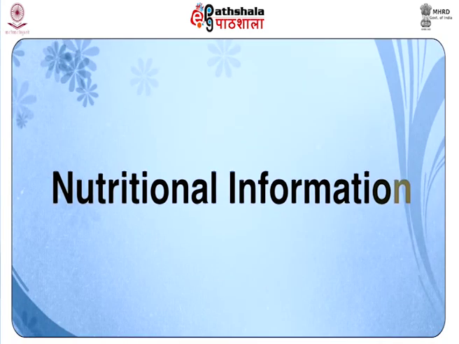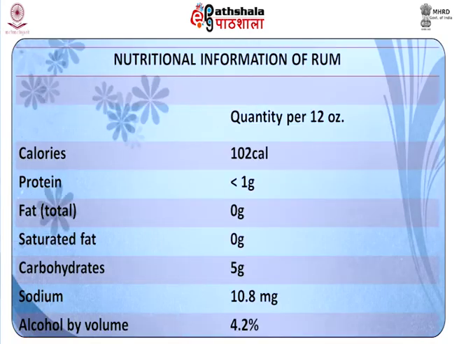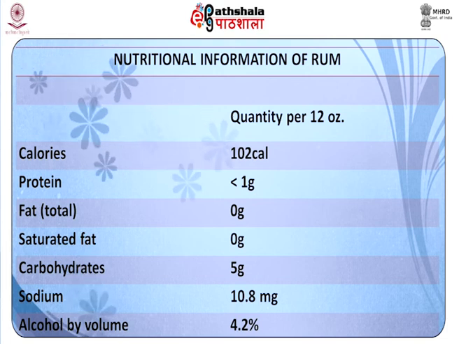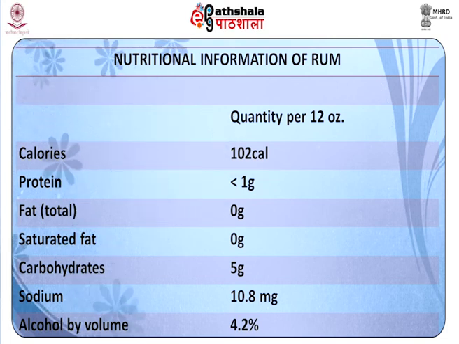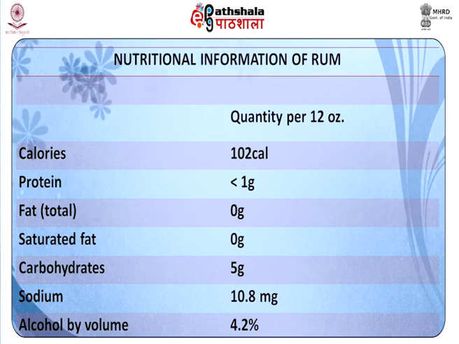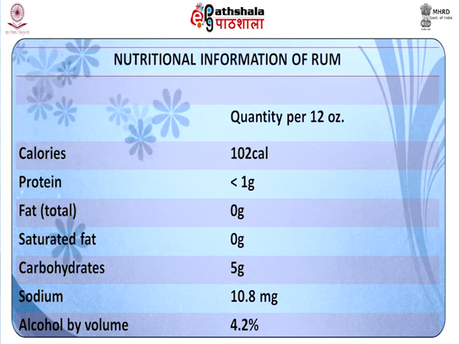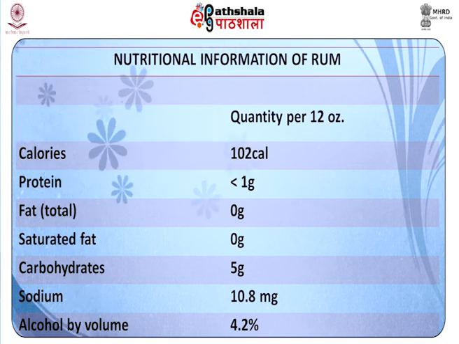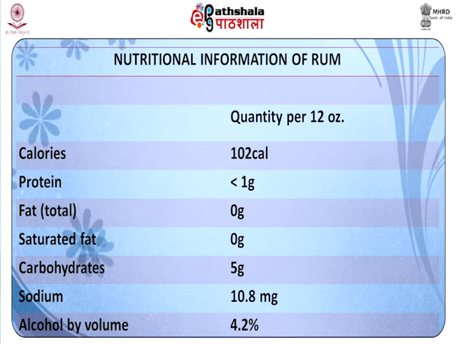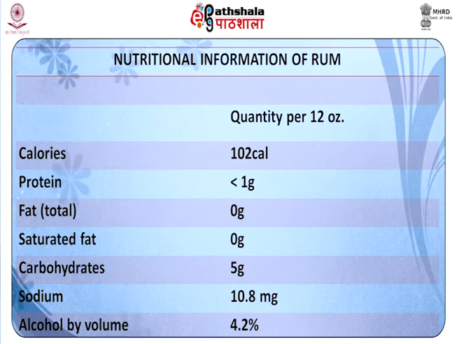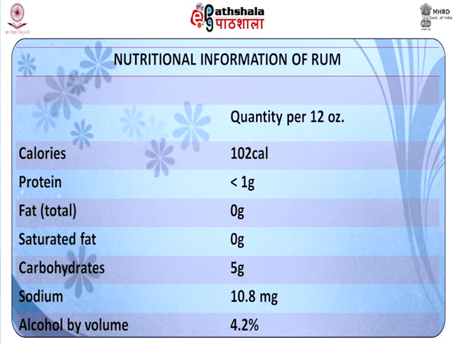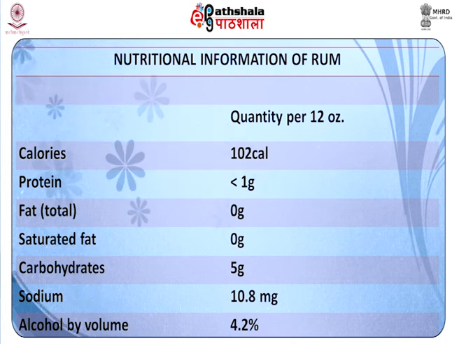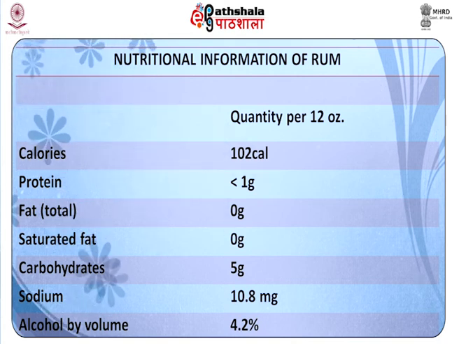The nutritional information in the case of rum is: calories, 102; protein, less than 1 gram; total fat, 0 grams; saturated fat, 0 grams; carbohydrates, 5 grams; sodium, 10.8 milligrams; and lastly, alcohol by volume, 4.2%.